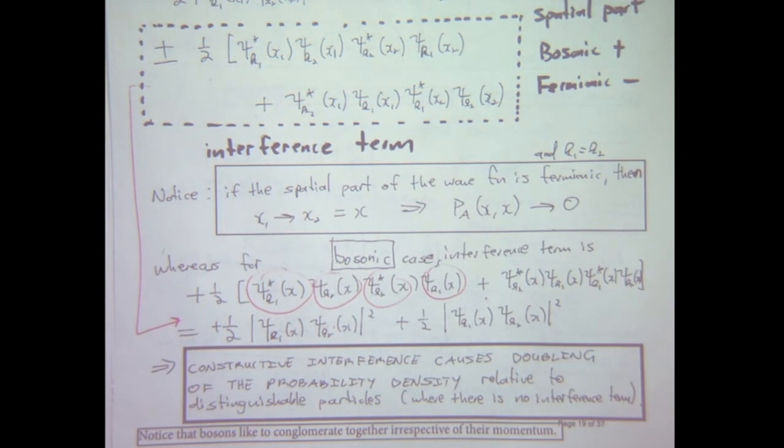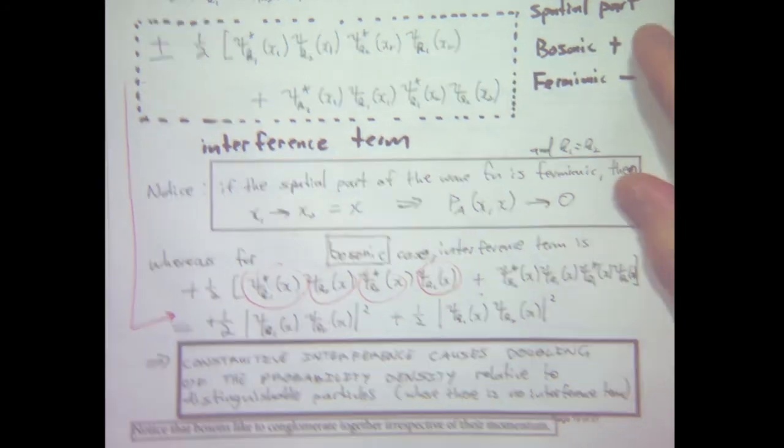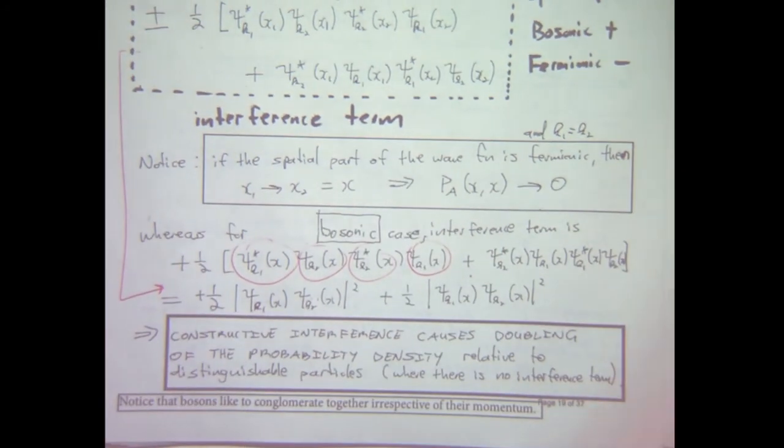Okay? So they like to stick together. The bosons like to stick together. Constructive interference causes doubling of the probability density relative to the distinguishable particles case, where there is no interference term. It's right there.